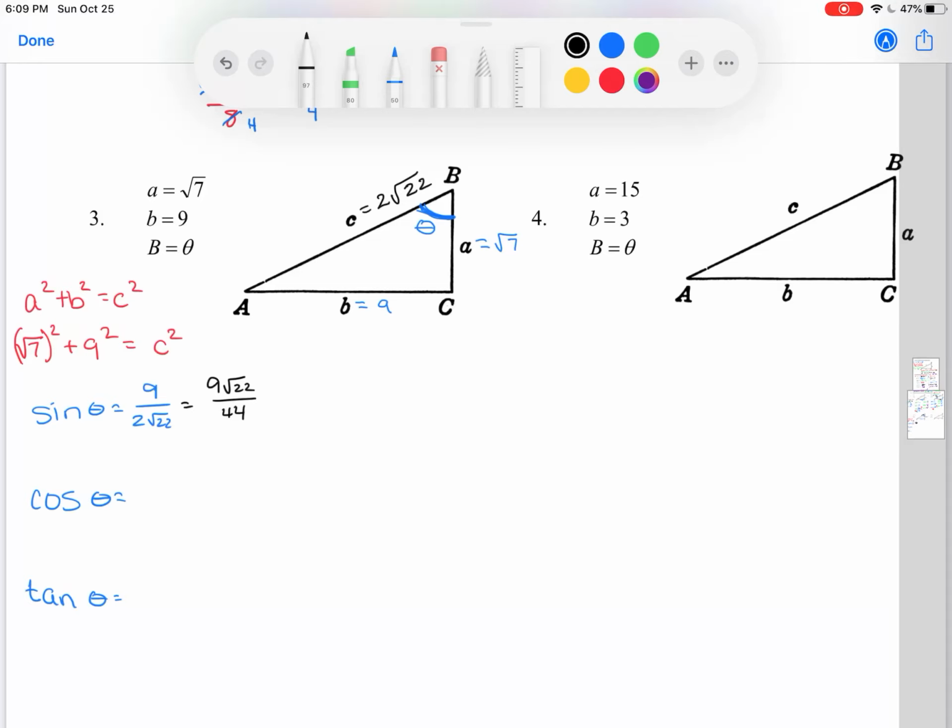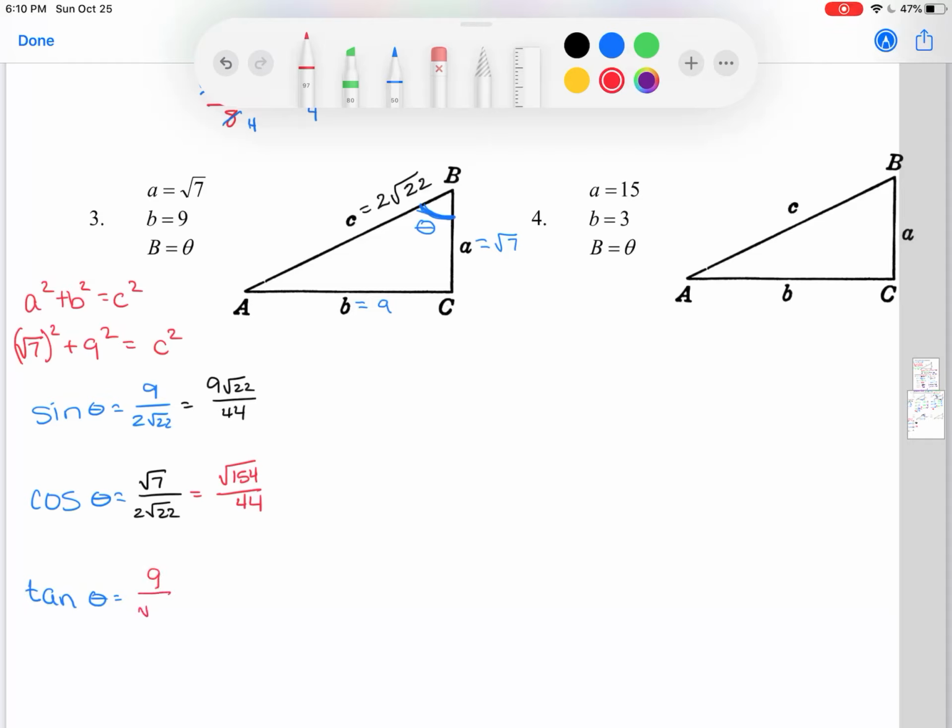When you go to convert and get that fraction out of the way, that is when you can simplify. Otherwise, if it's not needing a conversion because you don't have a square root in the denominator, just leave your values as is. Moving on to cosine of theta. My adjacent was square root of 7 divided by my hypotenuse. Again, I have a root in the denominator. I don't like that. So I multiply by root 22 on both sides, and then I simplify. And you will get the square root of 154 divided by 44.